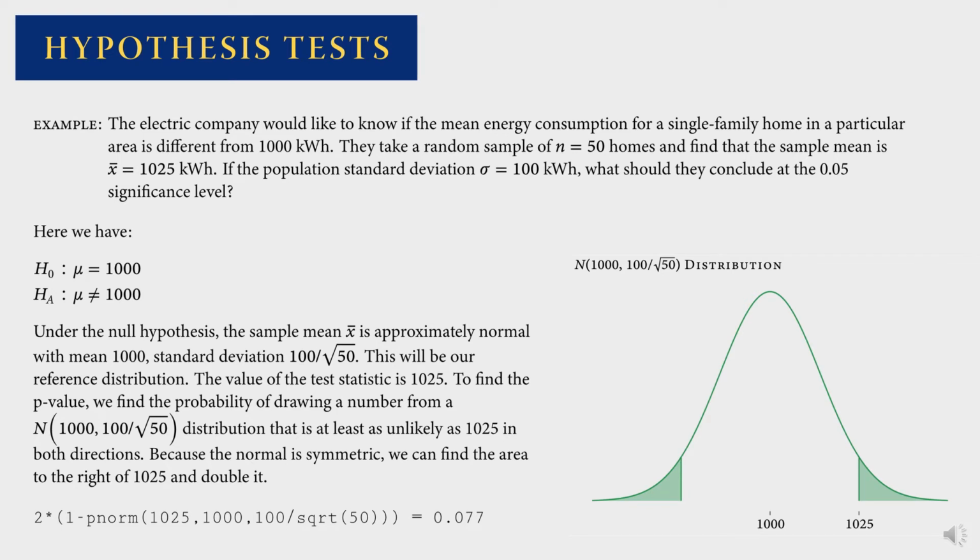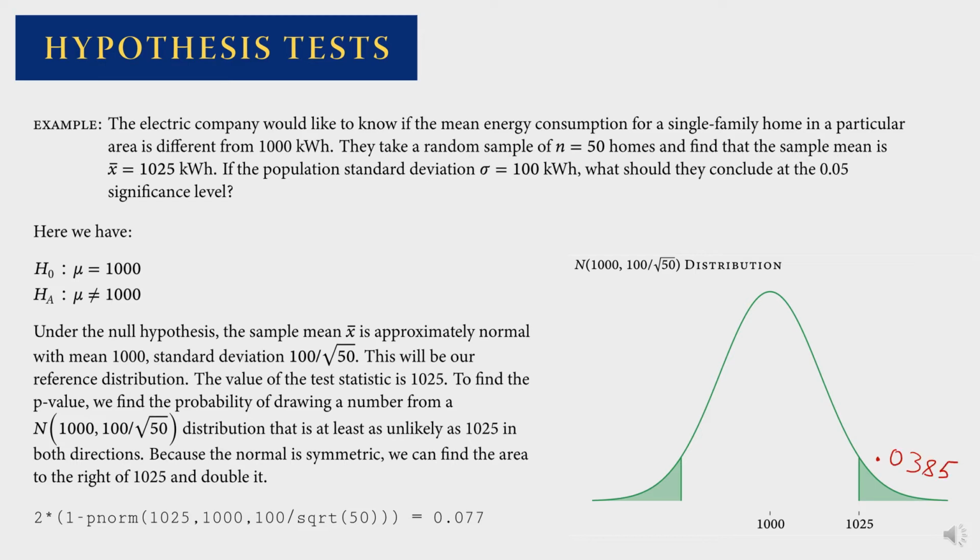The sample mean is 1025. The probability of drawing something at least as extreme as 1025 from this distribution is 0.077. And you can see how I'm calculating this. The probability of being greater than or equal to 1025 is 0.0385.